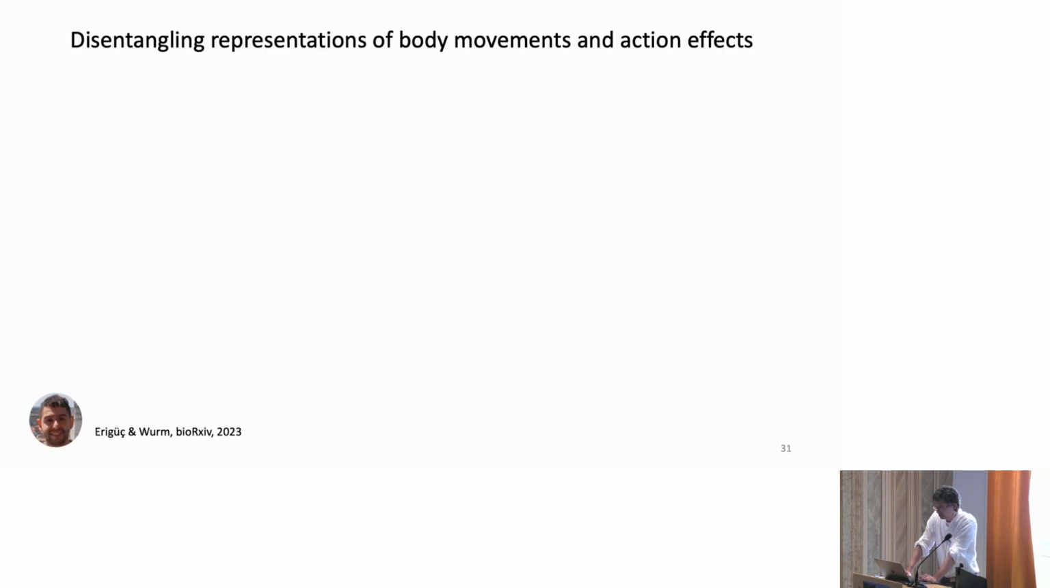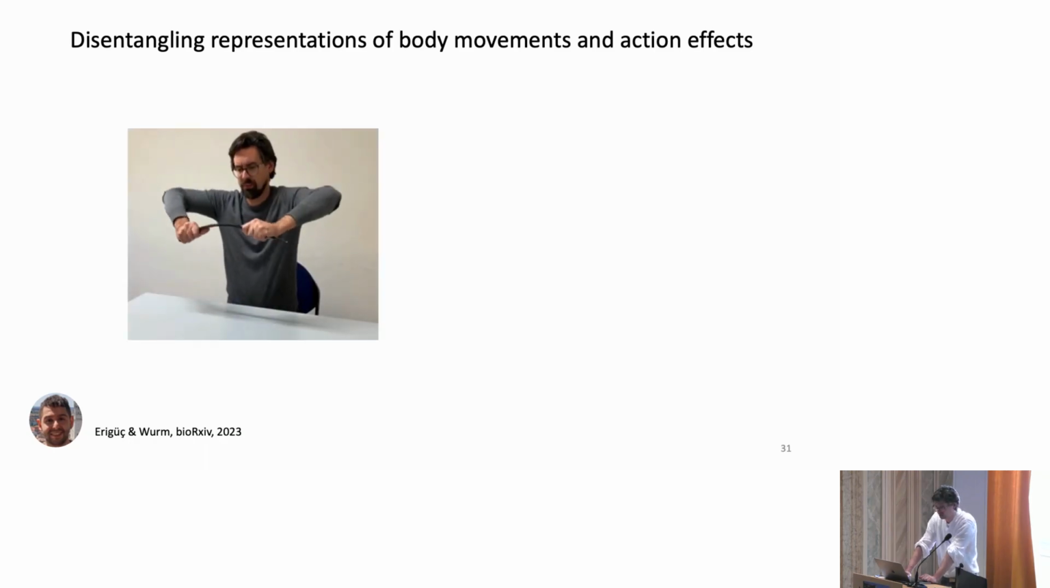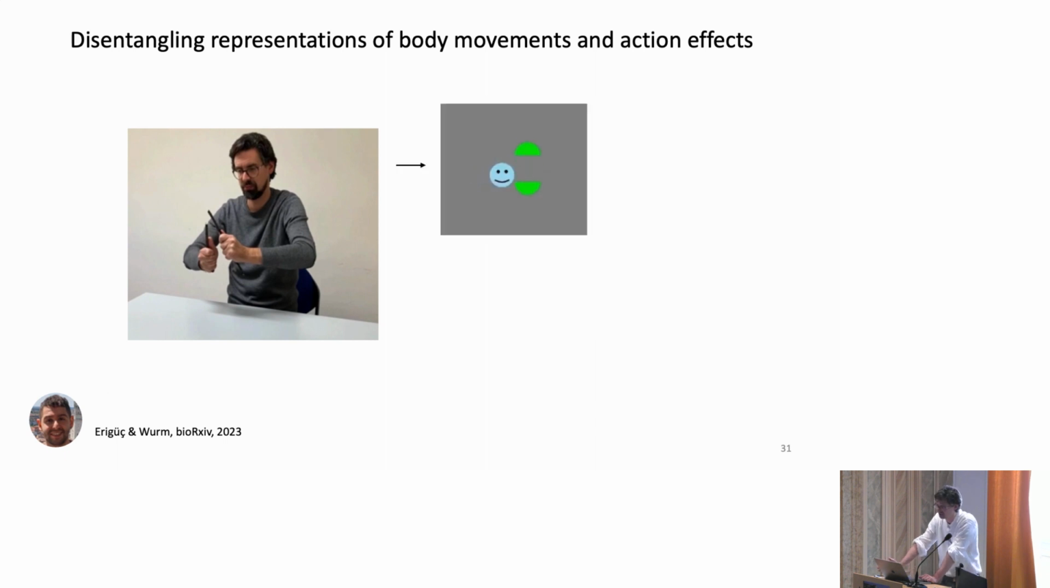Okay. So how did we do this? Well, again, we used cross-decoding. So this is me breaking a stick. And here we have an abstract animation that is perceptually very different, but we can still recognize the effect that is induced, namely dividing a circle. Now, what we can do is to train a classifier to decode the action and then test it on the structurally matched animations. And this way, we isolate the representations of action effects independently of body movements.